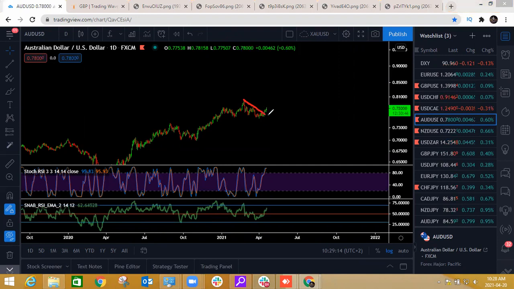Even though we didn't get to the blue box, we've made a 3-wave structure. So that's enough. We didn't have to go to the blue box there. It has already come out of the structure. That means we've got our WXY corrective structure. So any pullback on Audi, especially on the 4-hour, we're looking to take it up higher.